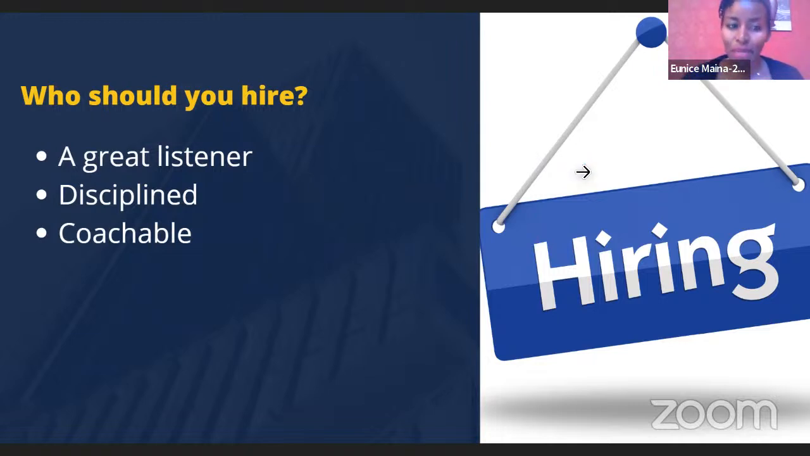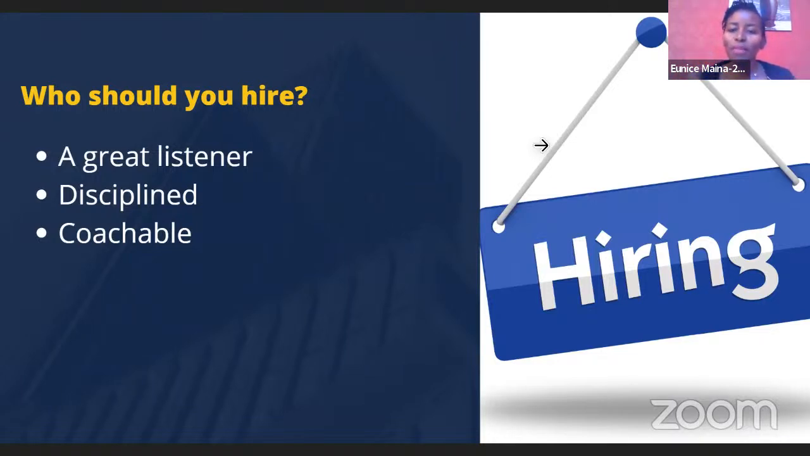Number two, you need to look for a disciplined person. Sales is very high energy and requires a lot of discipline and focus. You don't want someone who is all over trying to do so many things at the same time. You want someone who can focus. Why? Because it takes a lot of discipline for a salesperson to get the results done. And it's not a quick fix. So you're looking for discipline.